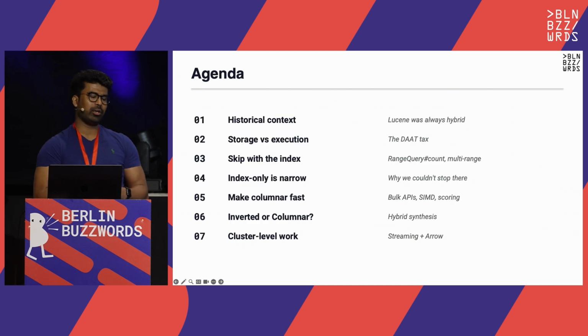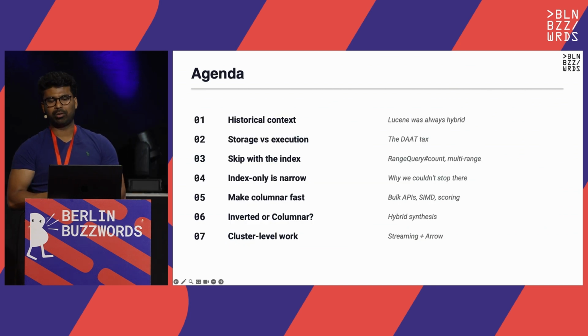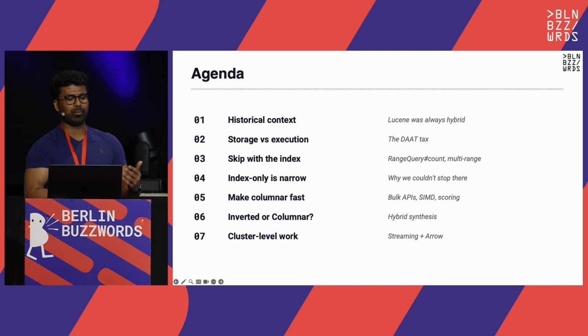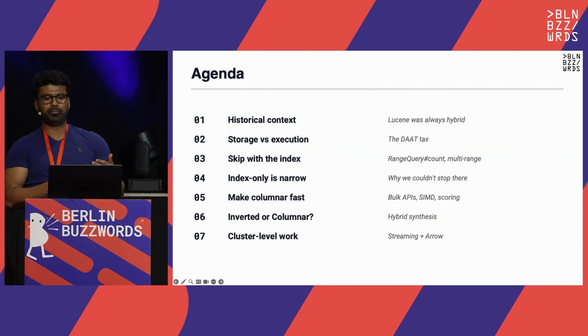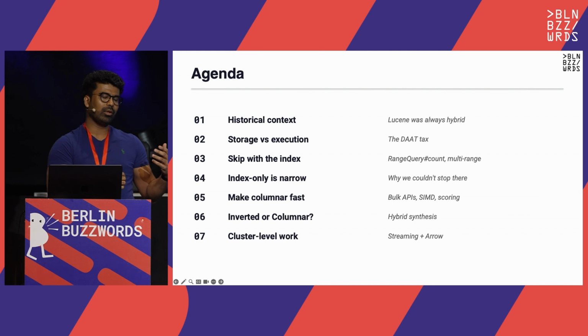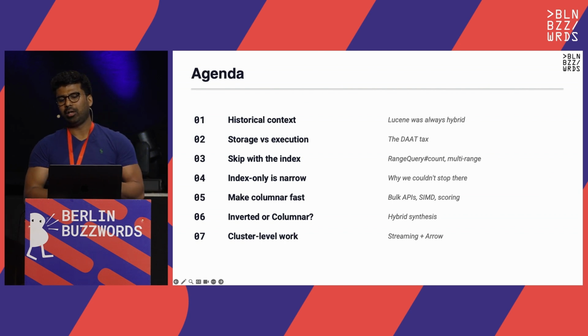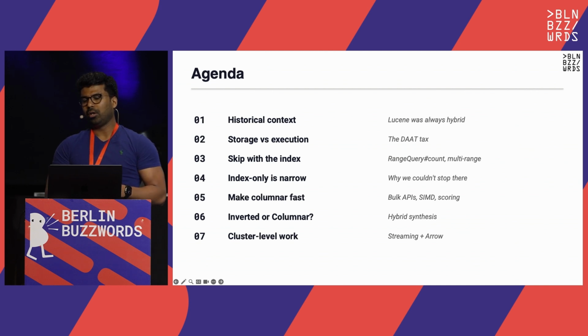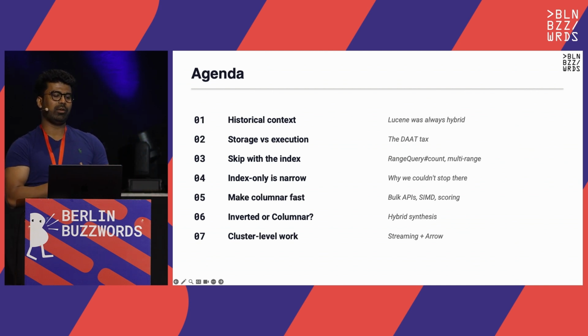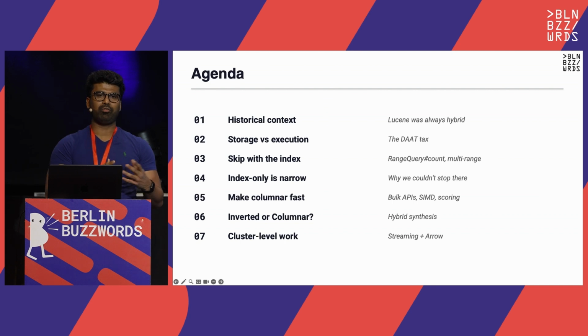We have a packed agenda for today. We'll start with some historical context, spend a few minutes on storage versus execution, setting up the problem space. After that, we'll look at a couple of scenarios for skipping the data using inverted index, and also how a similar thing works with the columnar execution. And towards the end, we will spend some time looking at streaming and streaming using Apache Arrow.